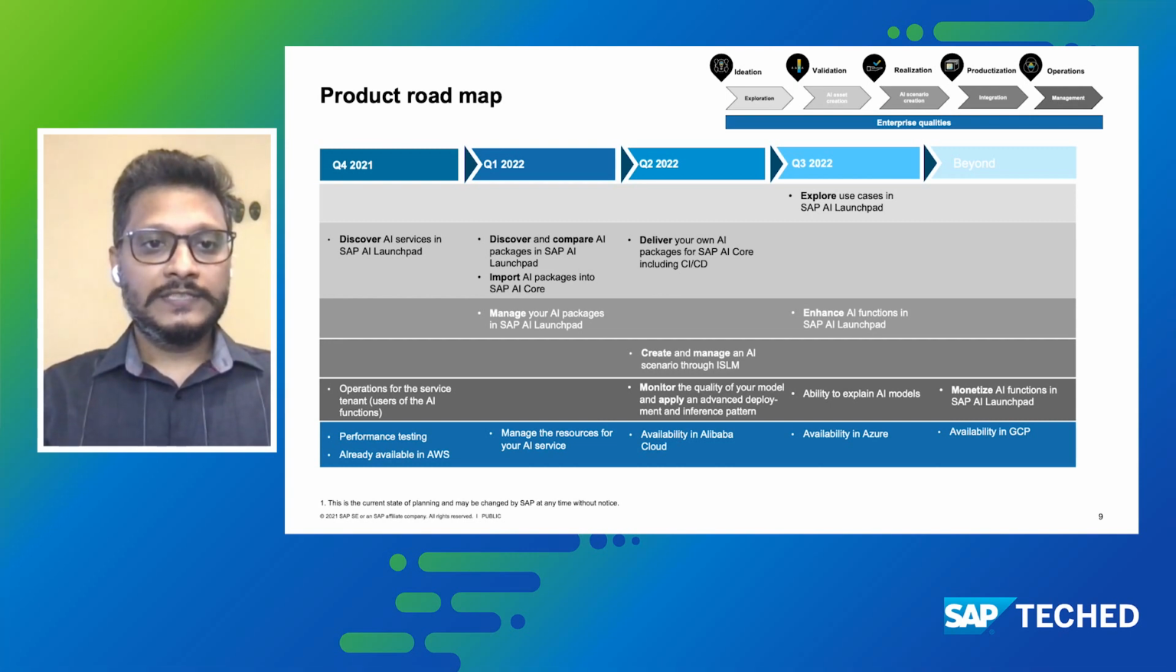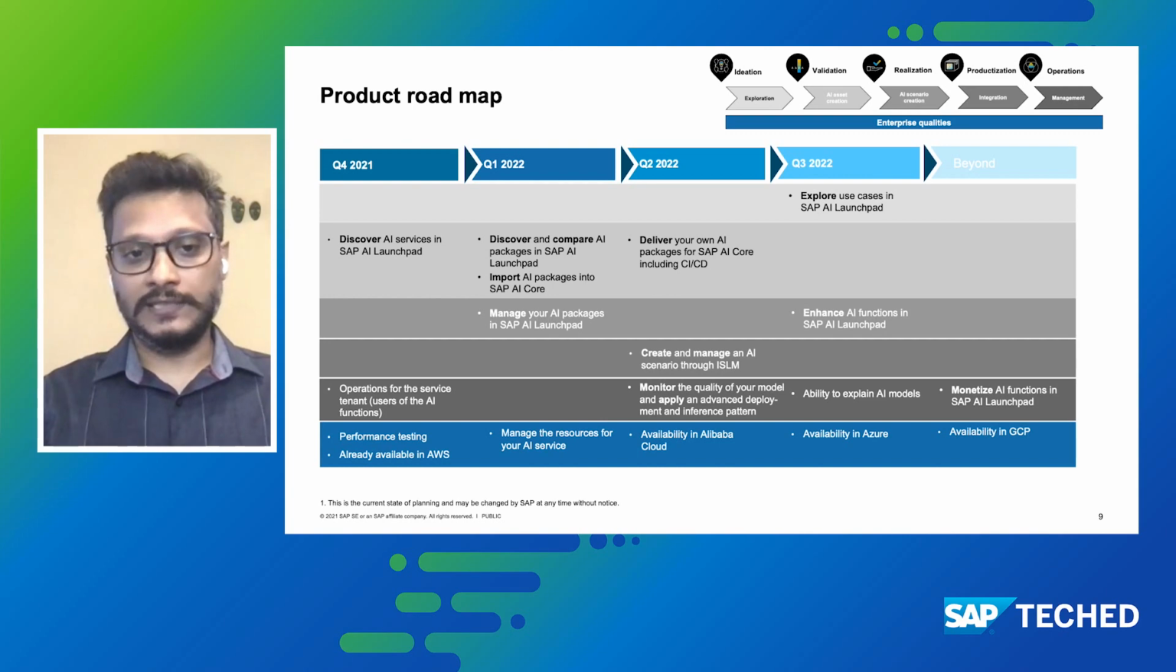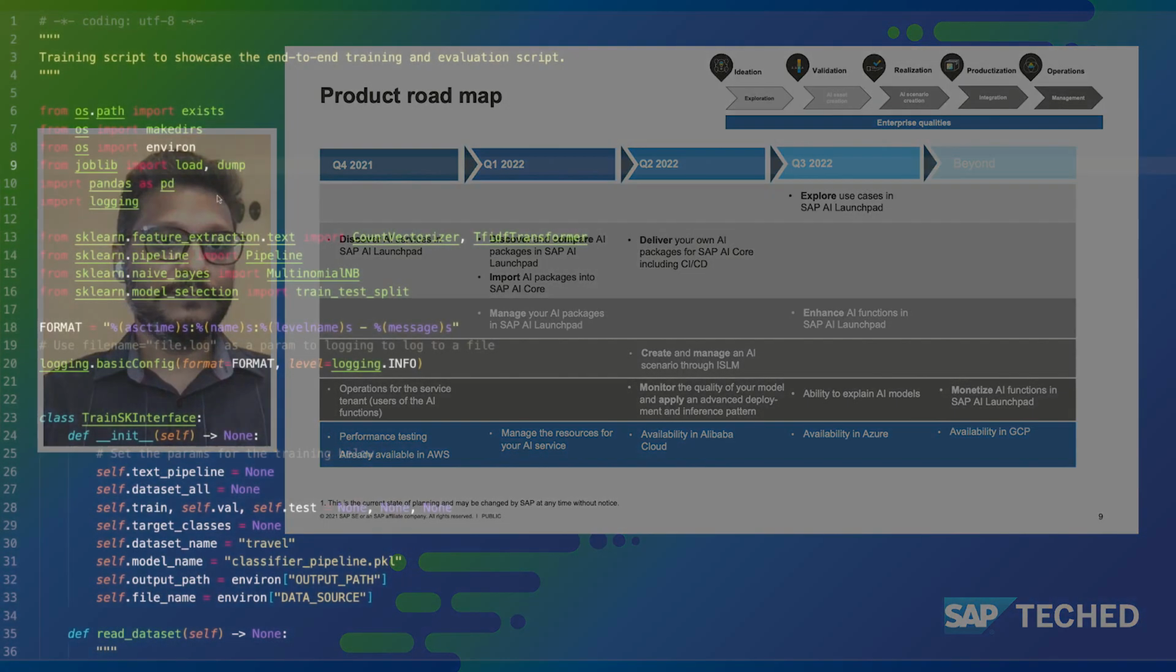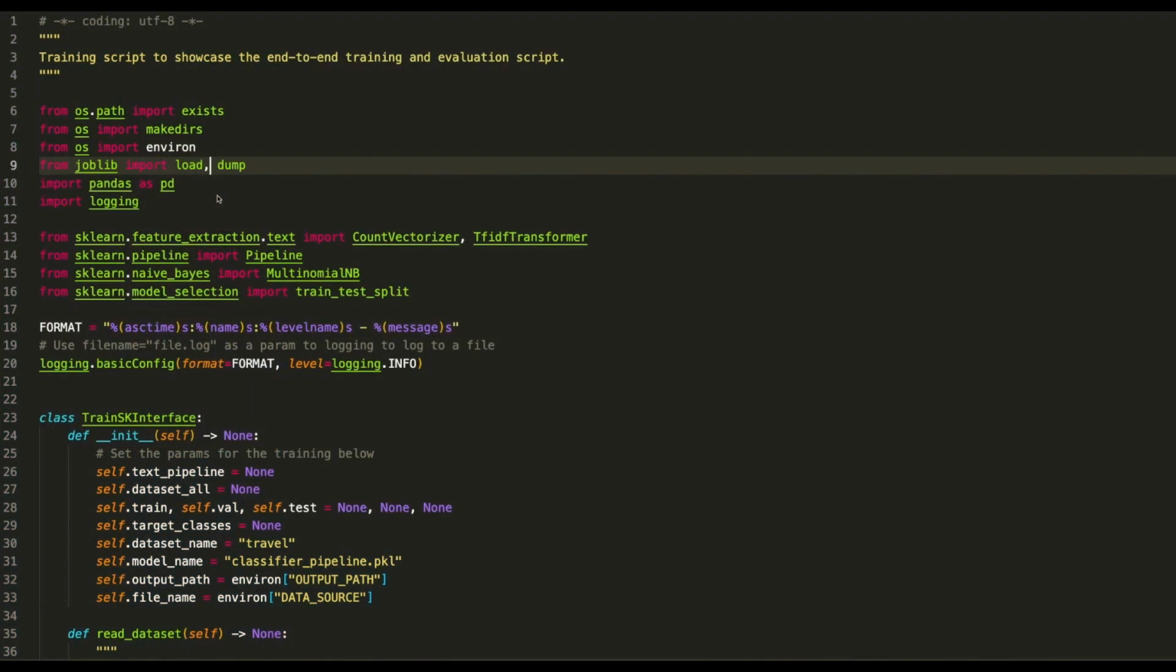Now, let's take a look at the demo on how to build a simple text classification using AI Core and Launchpad. And finally, how to consume and do a real-time prediction in S4 through ISL. Enjoy the demo. In this demo, we will showcase how to use AI Core and AI Launchpad to train and deploy a custom text classification model and then consume it using an ABAP interface on Intelligent Scenario Lifecycle Management or ISLM.